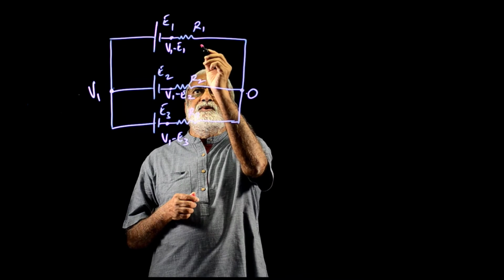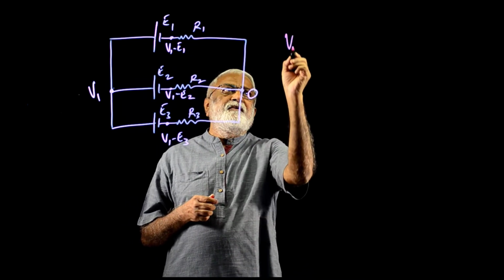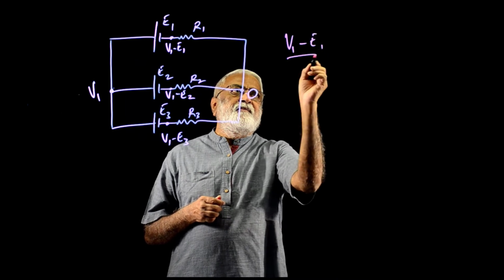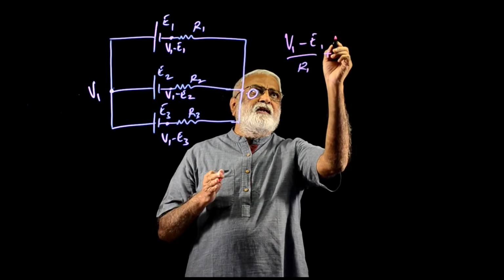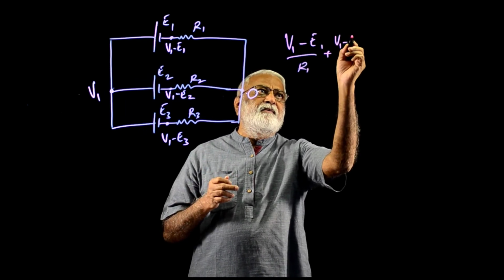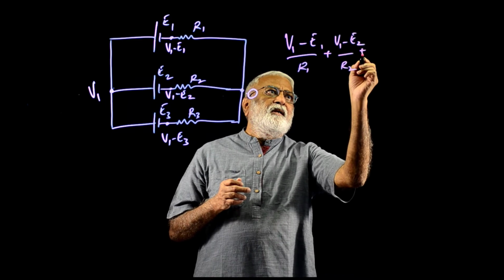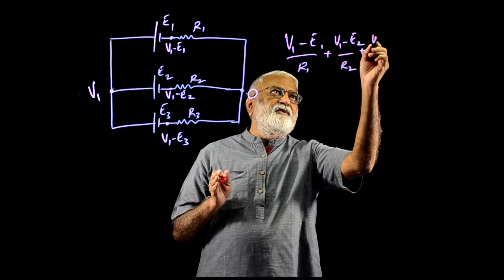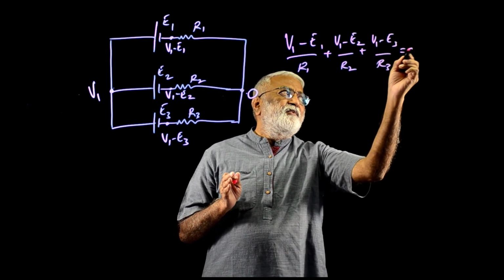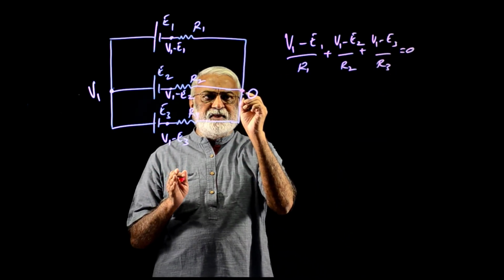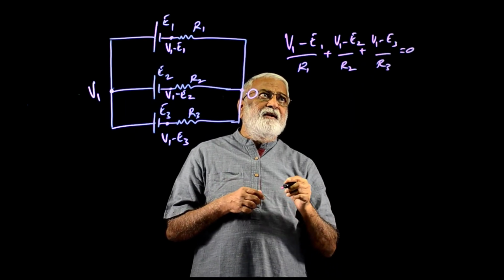So the current through this resistance will be V1 minus E1 by R1. We are applying Ohm's law here. And the second one, the middle branch, is V1 minus E2 by R2. And the lower branch is V1 minus E3 by R3. The sum must be equal to 0, since the sum of the currents arriving at this junction must be 0. Obviously one of them must be negative.